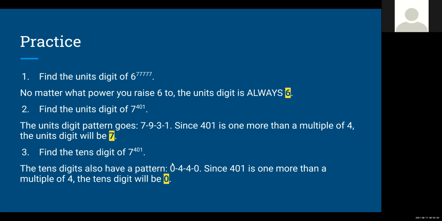Yeah. So now we just do the same thing as we did in number 2. So since 401 is one more than a multiple of 10, the tens digit will be 0. Yeah, so be careful about the wording. Also, for number 2, Rishab misspoke. He meant 401, not 404. Yeah. Oh, sorry. Yeah, I meant 401. My bad.